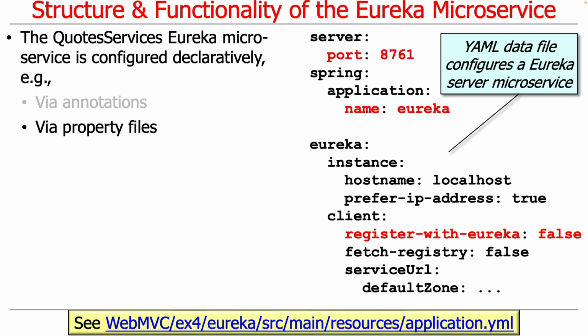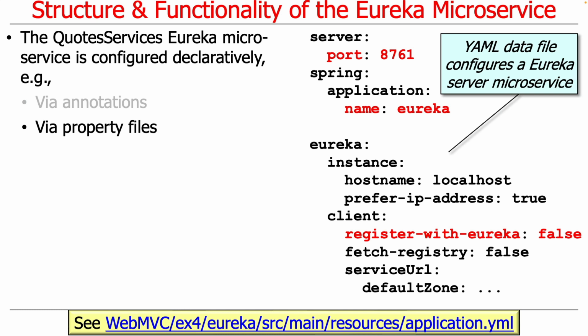Speaking of property files, here's the property file that we have. This is a YAML file. Remember, YAML ain't a markup language, which is goofy, but whatever. This is what is used to configure the Eureka server microservice. You can see this if you go look at this file in my GitHub repository. So we say this server will listen on this port, 8761, and it's got the name Eureka.